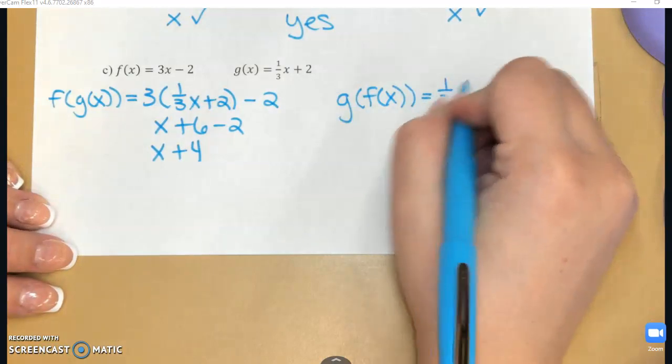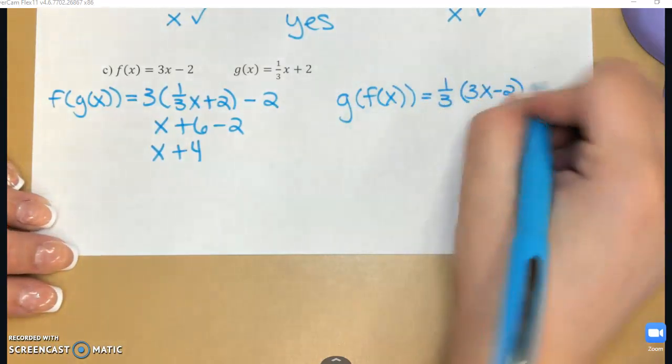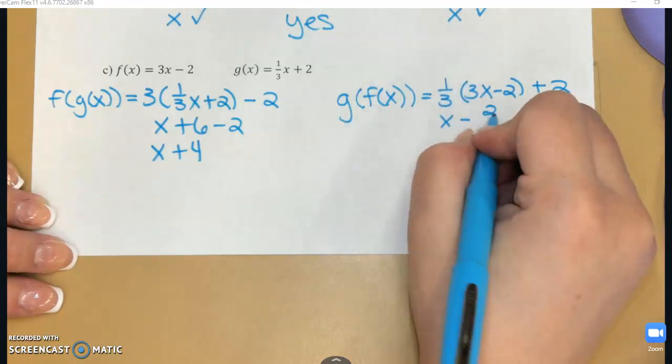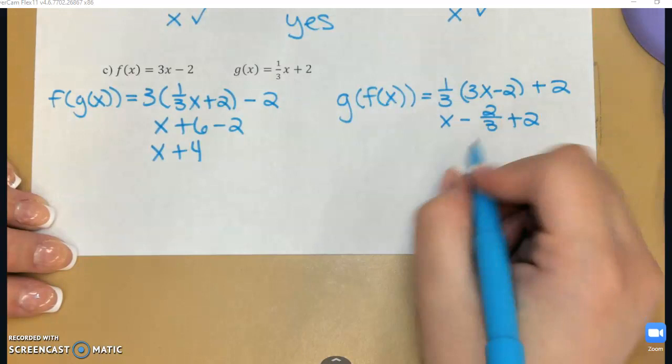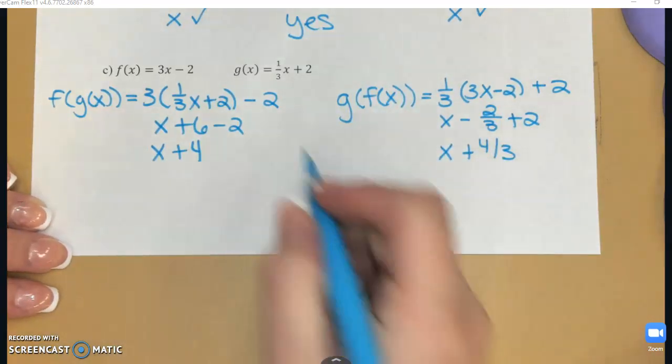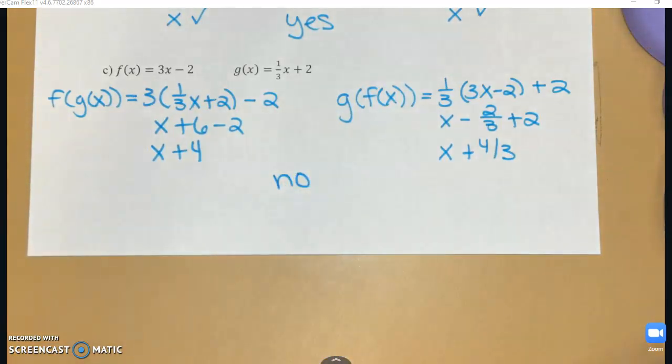So 1/3 times (3x minus 2) plus 2. That's going to give me x minus 2/3 plus 2, and I get x plus 4/3, which again is not x, so no, those two functions are not inverses of each other. So when you are confirming, you have to do composition both ways, and if you get anything other than x, then they are not inverses. If both compositions give you x, then they are inverses.